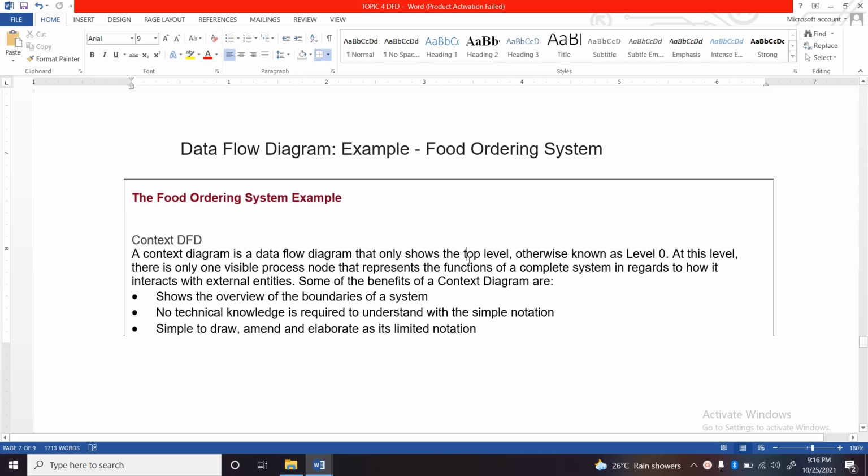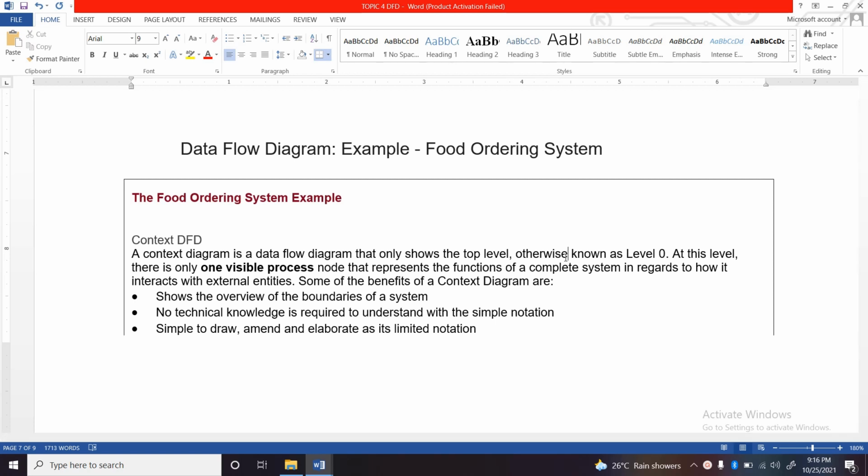Okay, so a context diagram, which is the level 0 of a data flow diagram, is a DFD that only shows the top level, otherwise known as level 0. At this level, there is only one visible process. So always take note that the context diagram or the level 0 diagram only has one visible process node that represents the function of a complete system in regards to how it interacts with external entities.